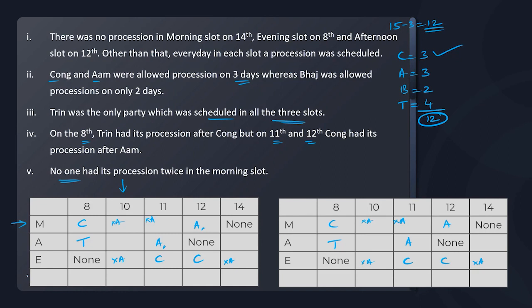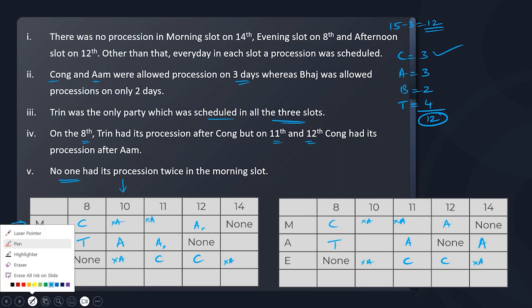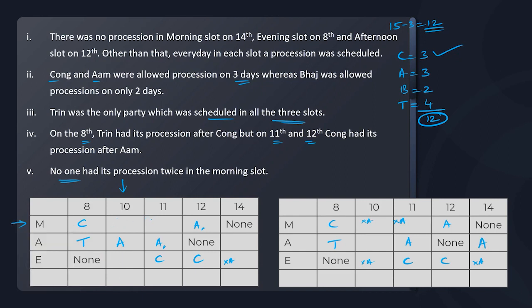So let me write that down in the 2 cases. A is present here or A is present over here. And now I will erase the unnecessary parts. These are taken care of. Okay. So what have I fixed? I have fixed all 3 slots for C. I have fixed all 3 for A. Now, if you look at the morning slot, 10th and 11th, one has to be B, the other has to be T. One has to be T, the other has to be B. Because no party can repeat in the morning slots.